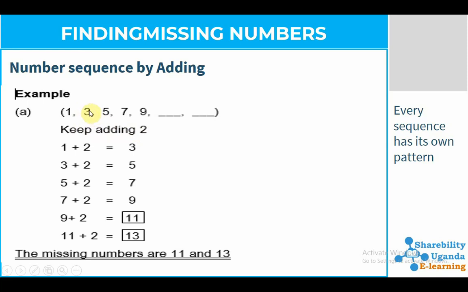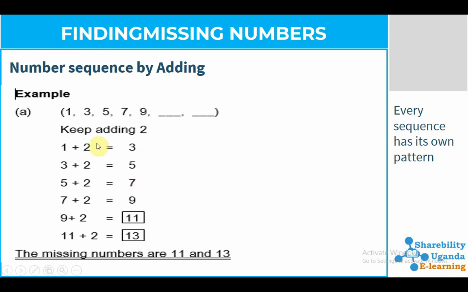So the logic is to understand which number was added for them to get the next number. Okay, so here we can say we have our 1, which is our first number, and they added 2, it became a 3. We have our second number, which is a 3, they added 2, 3 plus 2, they got a 5. We have our next number 5, they added 2, they got a 7. We have our 7, they added 2, they got a 9. So we can use this concept of adding 2 on all those numbers, then we shall be able to get the next numbers that are asked.